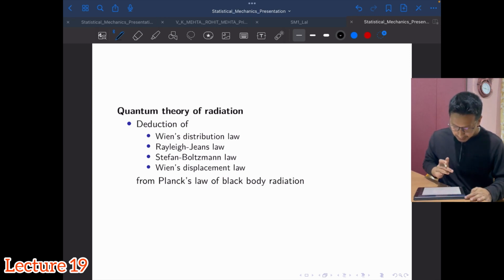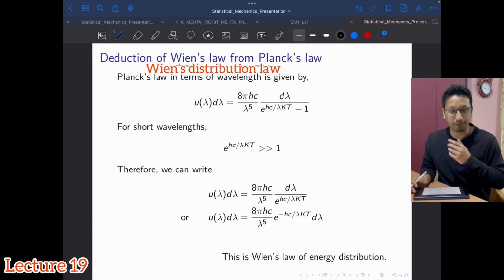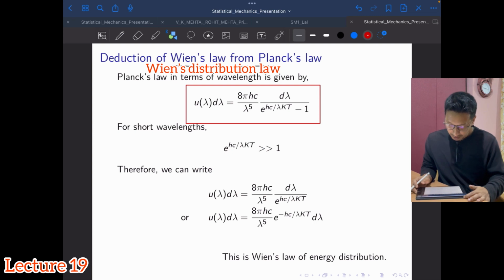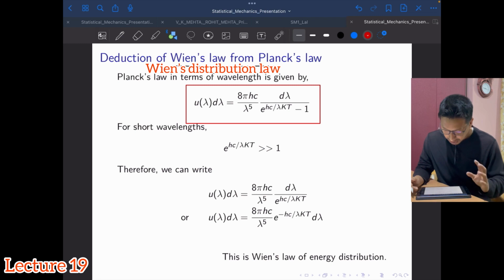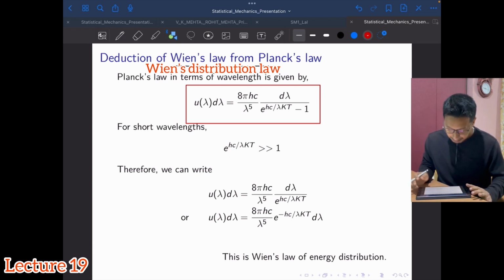First, let's try to derive Wien's law from Planck's law. Here is what we are familiar with from the previous video. This is Planck's radiation law in terms of wavelength, where the energy density is given by 8 pi h c by lambda to the power 5, d lambda, divided by e to the power h c by lambda kT minus 1. H is Planck's constant, c is the velocity of the radiation.